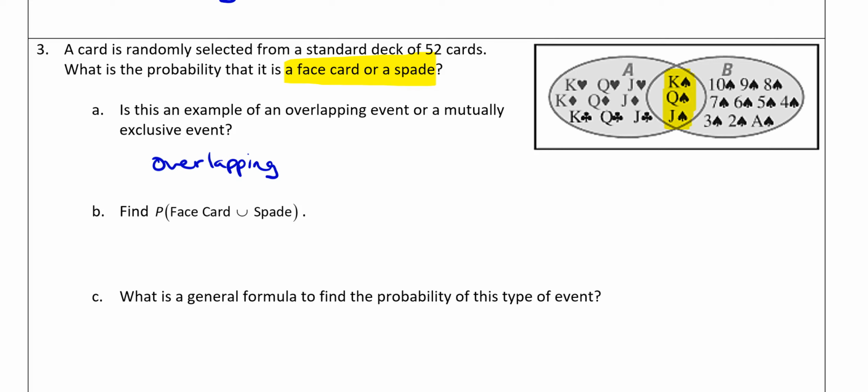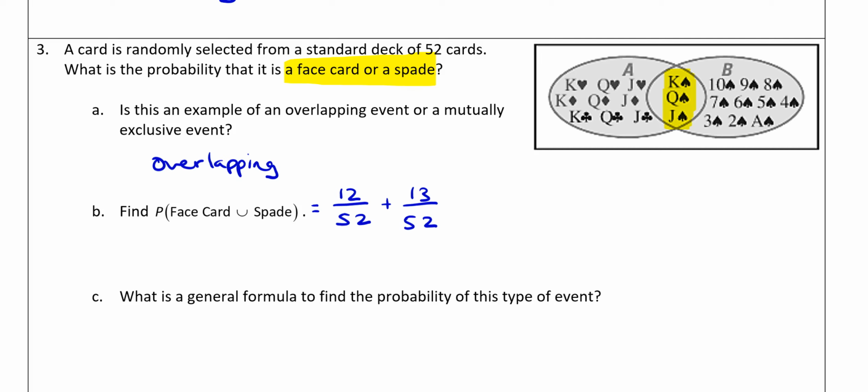So this time it says find the probability of a face card or a spade. Let's count up all our face cards: 1, 2, 3, 4, 5, 6, 7, 8, 9, 10, 11, 12. Remember we had 12 face cards out of 52. How many spades do I have? 13 out of 52. But if I add them all up, I have 25 outcomes.